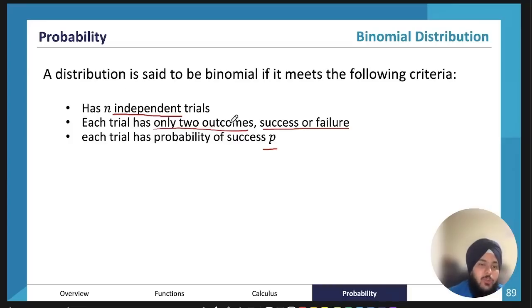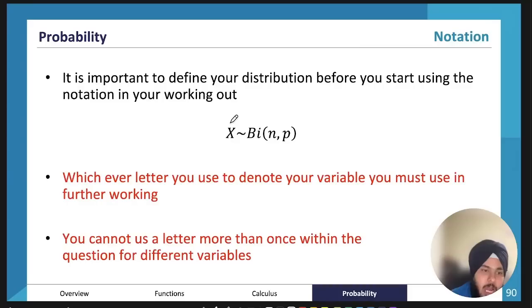And each trial should only have 2 outcomes. So for example, heads or tails. Tossing a head or a tail would be an example of a binomial distribution, where the probability of getting a head or a tail is the same every time.